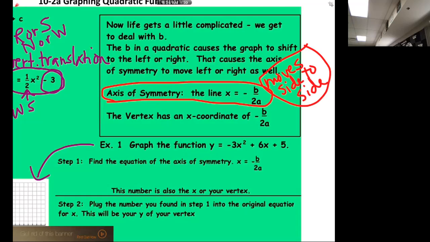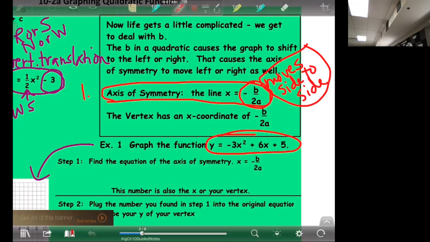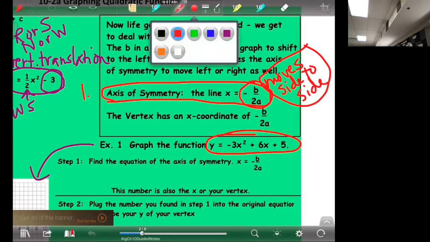So in order to find the x of the vertex, we need to do negative b over 2a. So that would be step one. Step one is to find the axis of symmetry, which is also the x of the vertex. So here is my example: y equals negative 3x squared plus 6x plus 5. Now the first thing I'm going to do is identify my ABCs. Hey, look, we're going back in time to our ABCs. Oh, life is easy then, right?